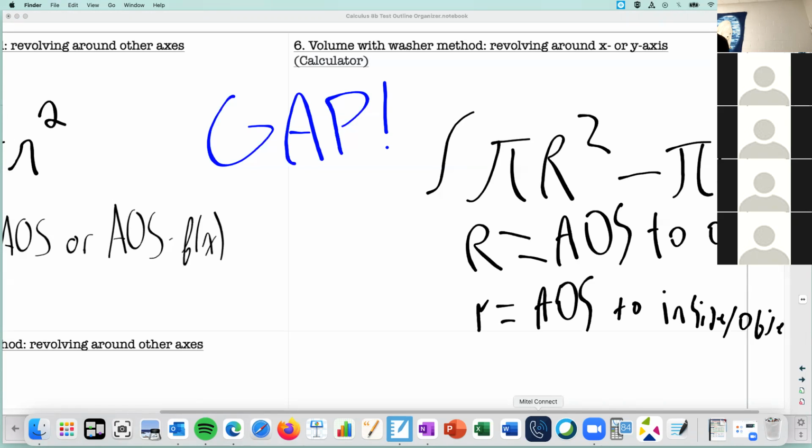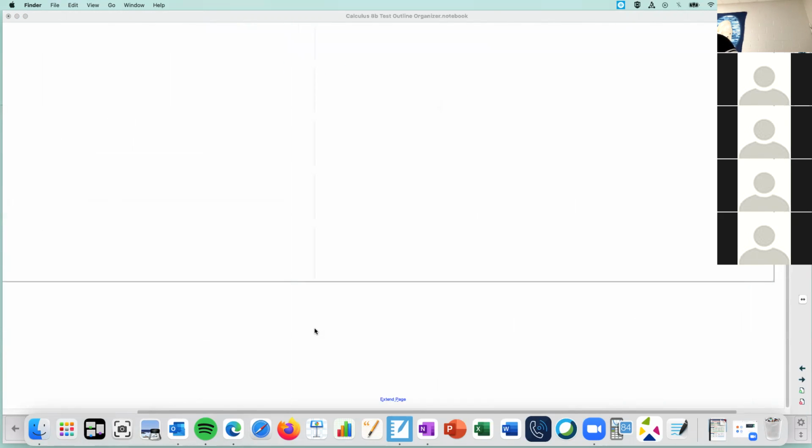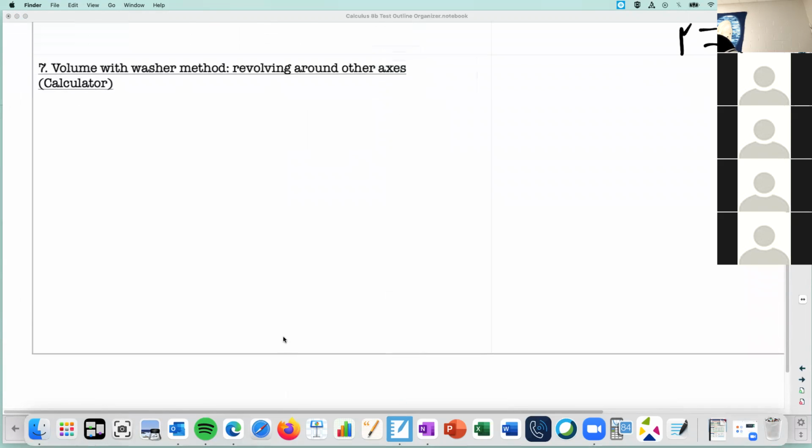Does anybody have any questions on 6 for washer method? I feel like these are the ones you guys practice the most, and you probably feel more comfortable with the last 5 questions on the test. The first 2 dealing with the cross sections of shapes are what it seems like you feel more uncomfortable with. And if that's the case, that's good. I mean, that's most of the test. And then the last, okay, I can't move the screen. There we go.